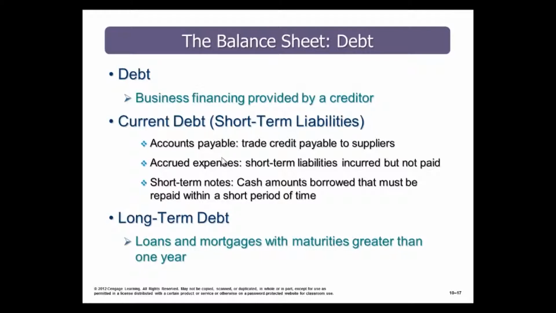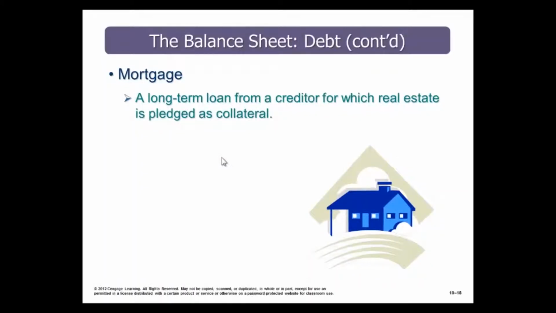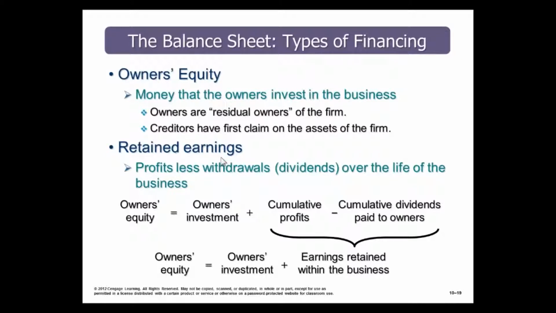If I turn to a balance sheet and I see short-term or current debt, I know that that's debt that will become payable within a year, within 12 months. Anything outside of that stays in the long-term debt bucket. A mortgage, a very simple thing, is a long-term loan from a creditor for which real estate is pledged as collateral.